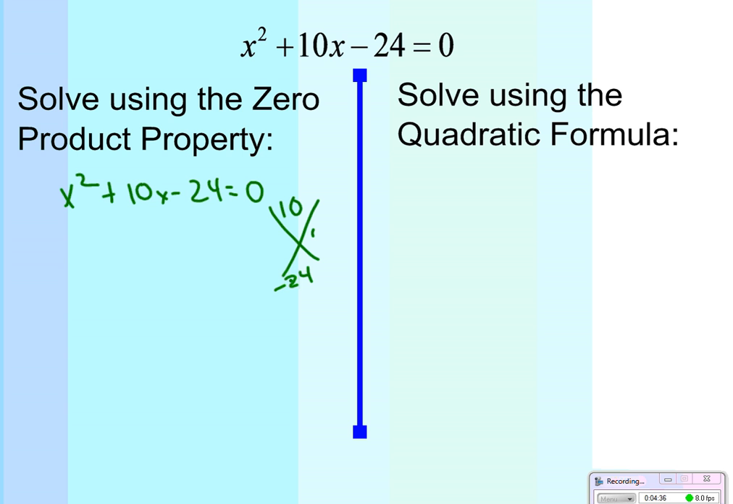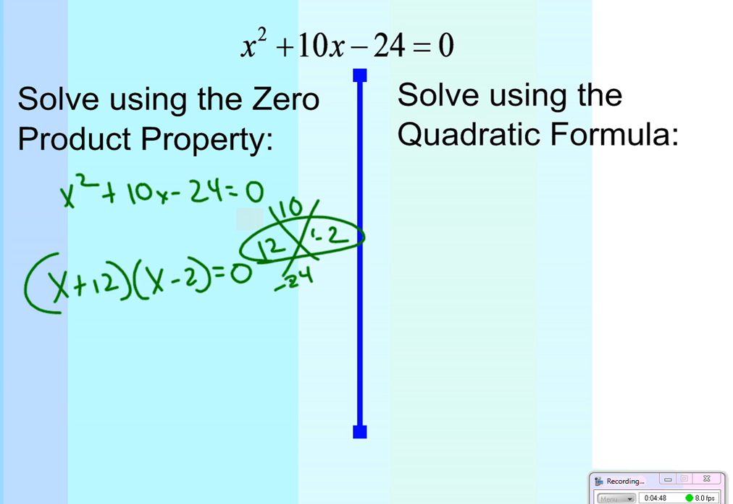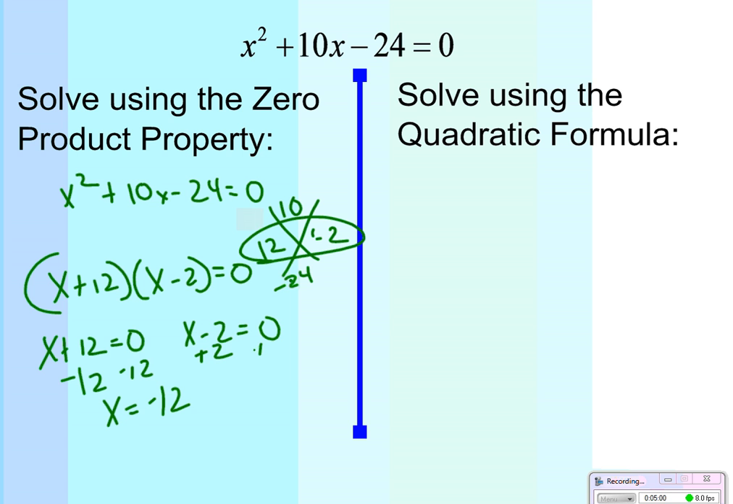You have to be careful, because here's what I need: +12 and -2. Those are my factors. So I need x plus 12 and x minus 2 as my factors. The zero product property says set this part equal to 0 and set this part equal to 0. Solve each piece, a little mini algebra problem. So negative 12 and 2.